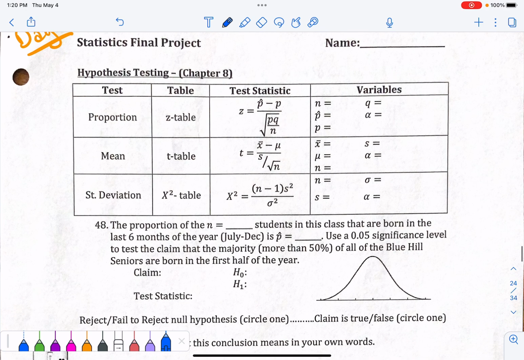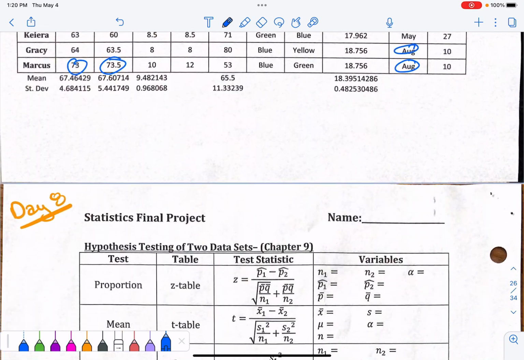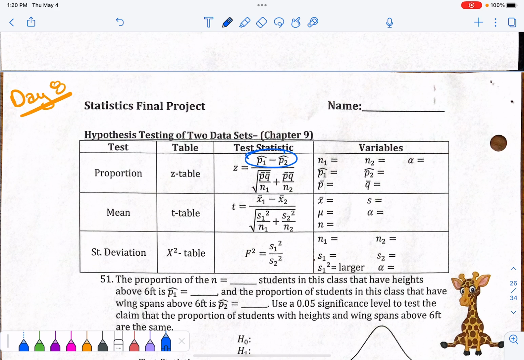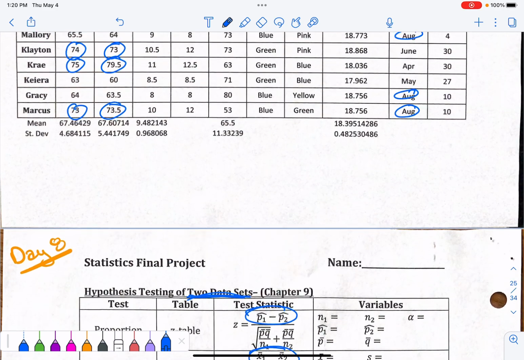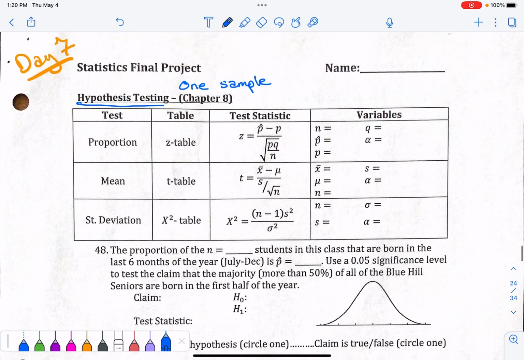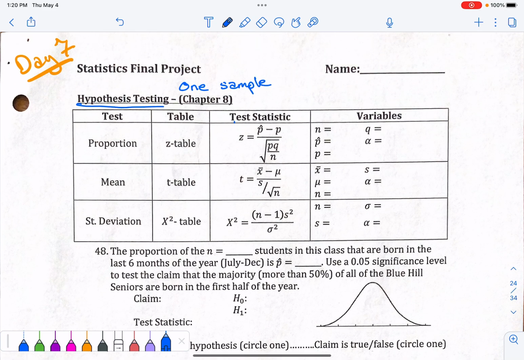So day 7, or the second to last day, is hypothesis testing, and this is just using one sample. So if you want to put that on here, one sample or one set of data. In day 8, we're doing 2 sets of data. So this is where we have like P1 and P2, or X bar 1 and X bar 2. This is 2 data sets instead of 1 data set. So similar process, but just doing 1 data set versus 2 data sets. Really the main thing that's going to change is how you calculate your test value.